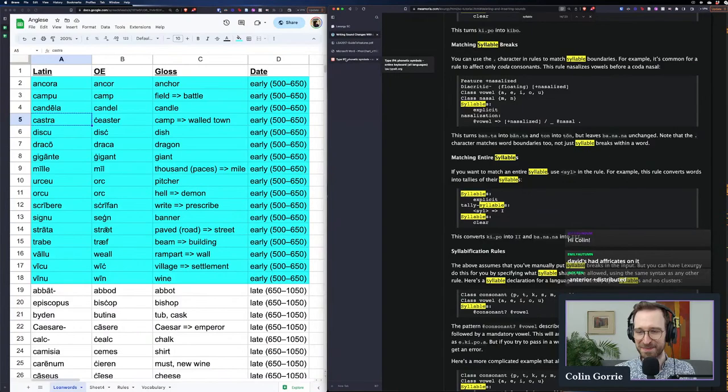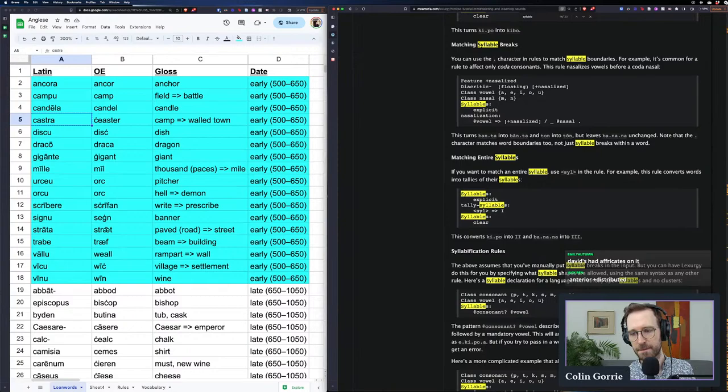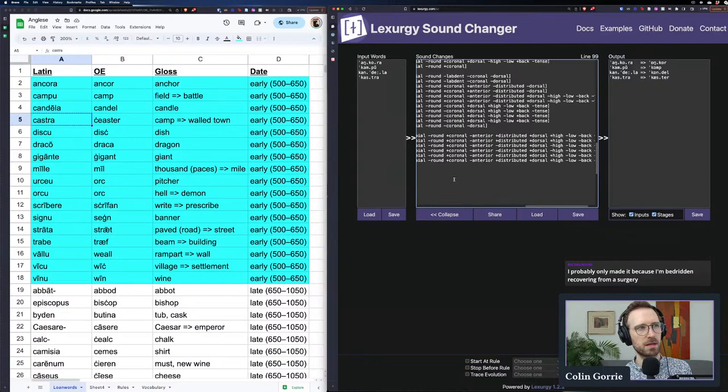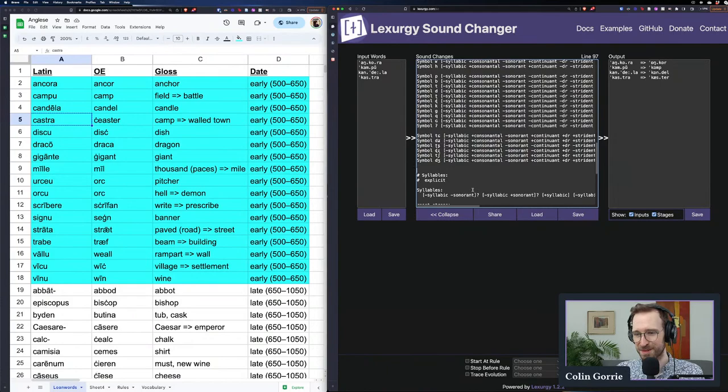Minus anterior, plus distributed. Minus anterior for sh, for the long S character. It feels like it's making contact before, but I'll take your word for it because I really don't know what's going on in other people's mouths. I just know what mine's doing. So minus anterior, plus distributed. Okay.